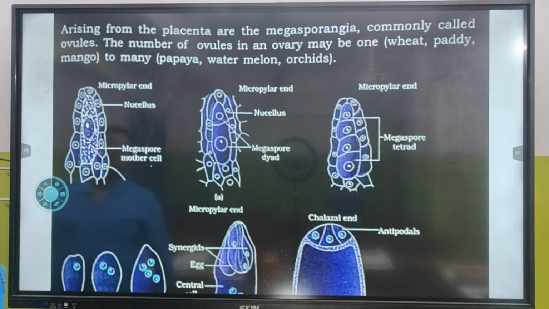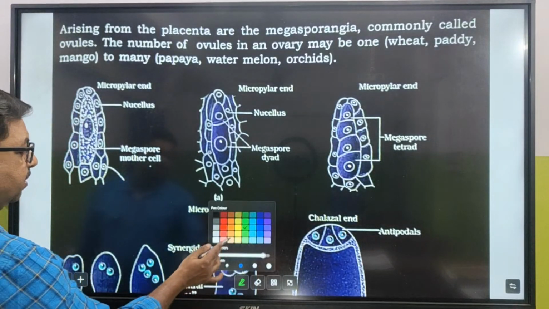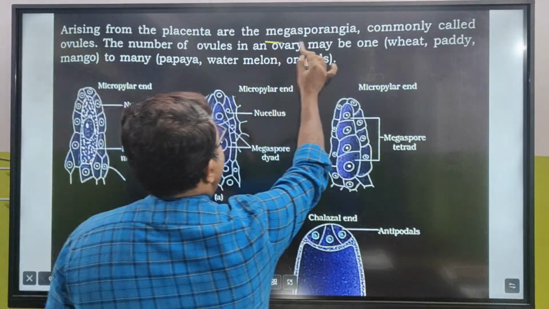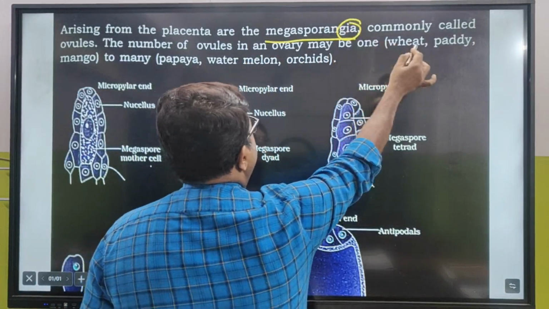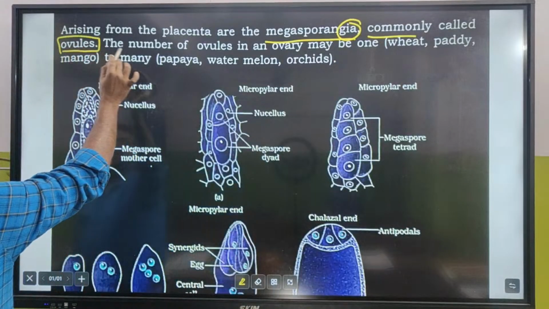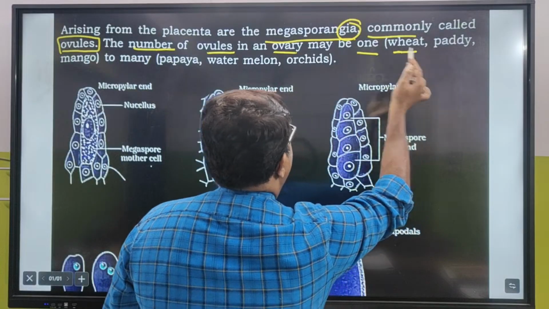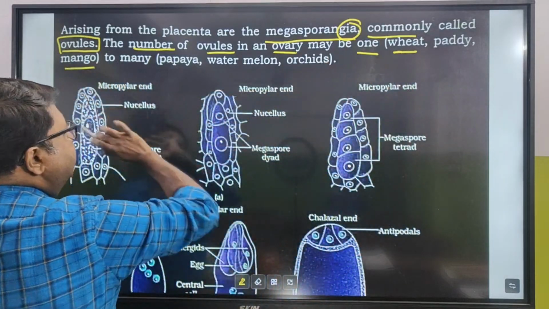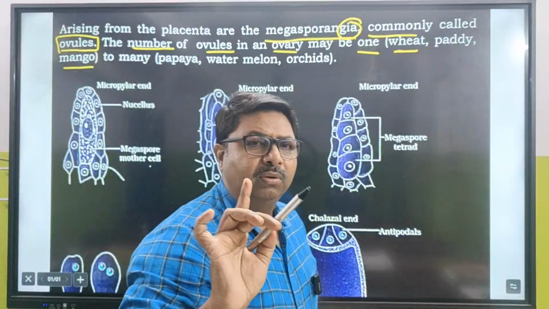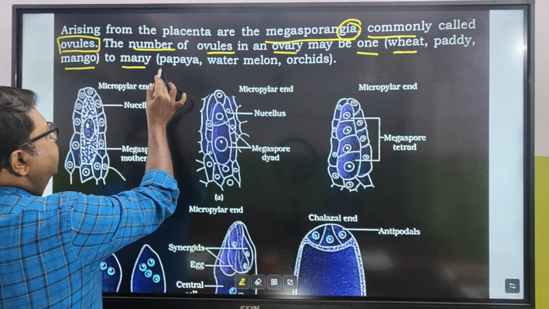Arising from the placenta are the megasporangia. Megasporangia, "gia" means many of them, commonly called ovules. The number of ovules in an ovary may be one, that is in the case of wheat, paddy, mango, so they have got only a single ovule. And in the case of papaya, watermelon and orchid.